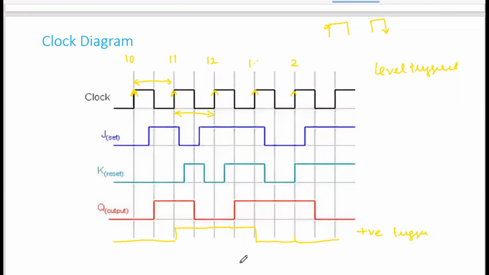So I hope you understand the concept of positive edge triggering and negative edge triggering. If you have any doubt in this, you are free to discuss with me. The discussion is open.